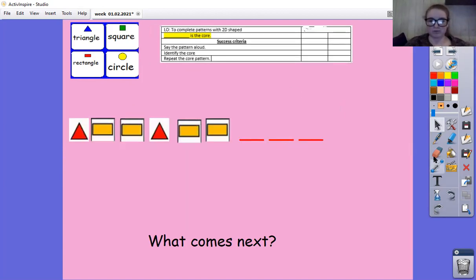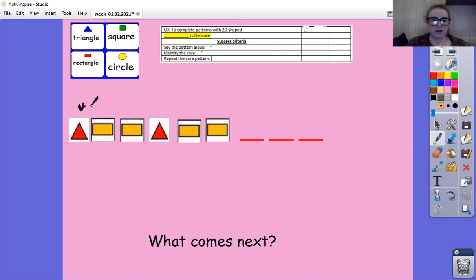Fantastic. Let's have a look at this one. So here I'm going to say the pattern aloud. Red triangle, orange rectangle, orange rectangle. Red triangle, orange rectangle, orange rectangle. Okay, so I've said the pattern aloud. Now I want to identify the core.